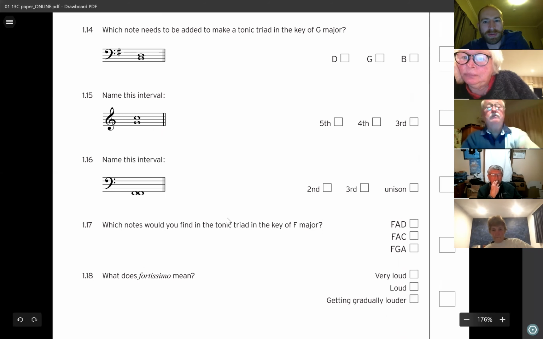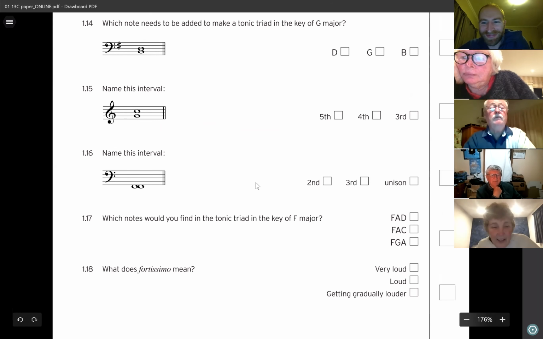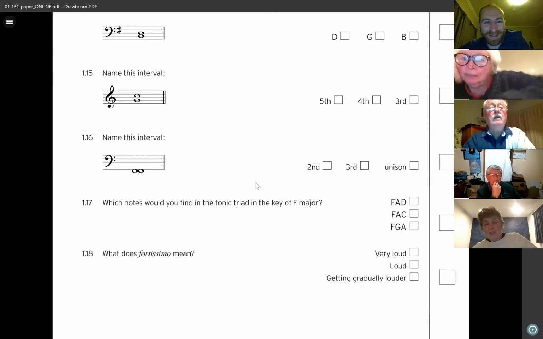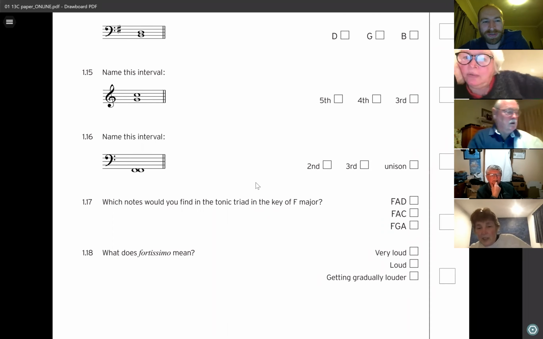Name this interval at 16. Unison. Yes, they're not that challenging at grade 1. You can figure that one out. Okay, tonic triad in the key of G. A couple I would have got wrong.